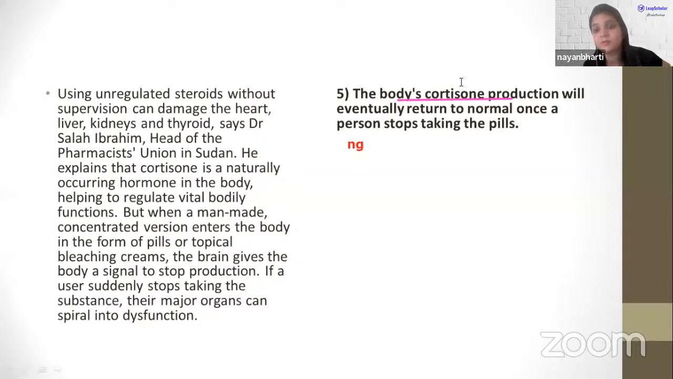So the body cortisol production will eventually return to normal once a person stops taking the pills, right? Here they have just mentioned what will happen when they stop taking, but not with reference to body cortisol production. Agree, everyone? Any doubt with this question? So that means we have to focus on each and every piece of information in the question, right?